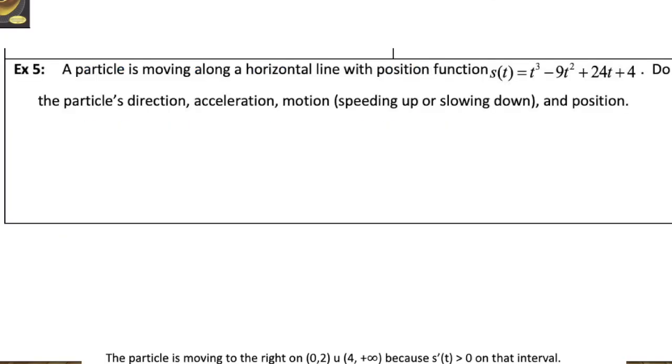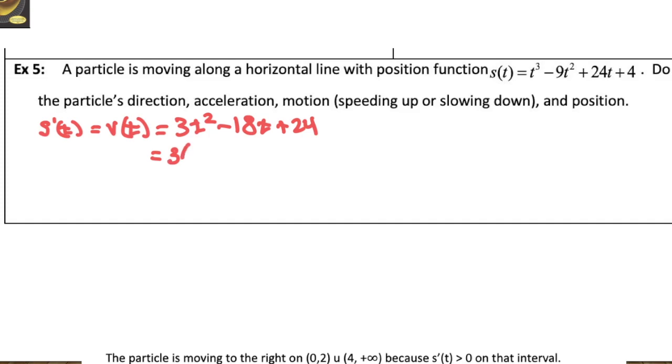So for example 5, we're going to do an analysis of the particle's direction, acceleration, motion, and position. Begin by finding S prime of t. So S prime of t is your velocity function, and that is going to be, in this problem, 3t squared minus 18t plus 24. We're also going to need the acceleration function, but before we find that, let's do some factoring, because factoring is going to make this problem a lot easier to analyze. So we have 3 times the quantity t minus 4 times t minus 2.